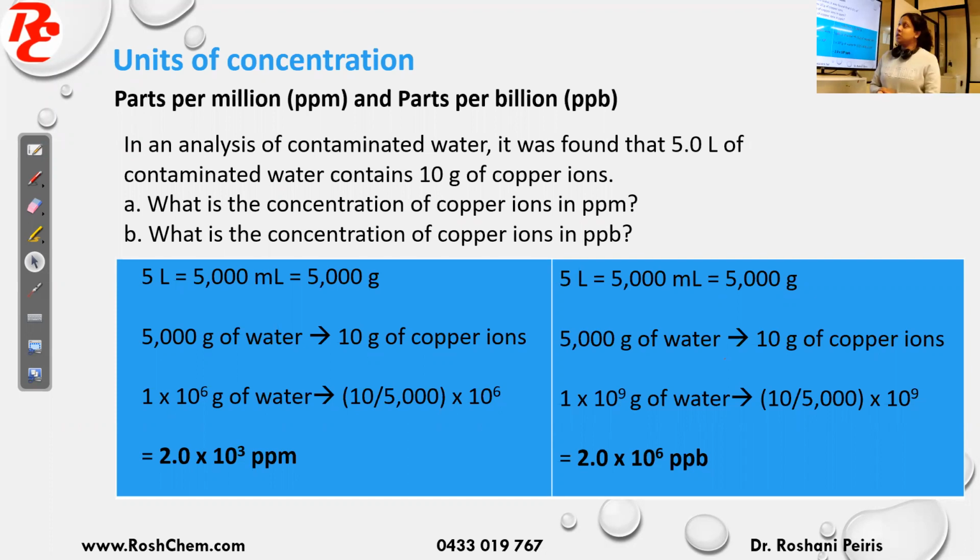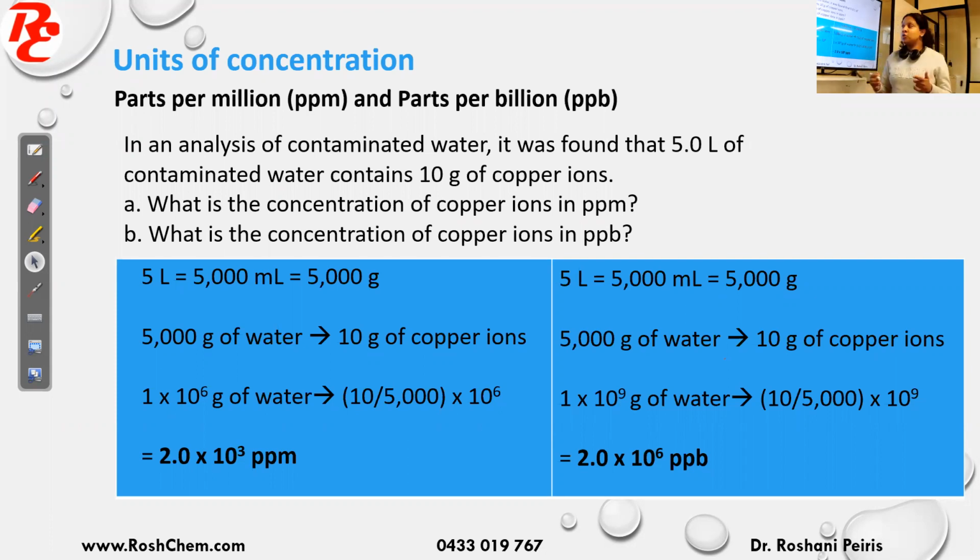Okay, we'll look at this question. In an analysis of contaminated water, it was found that 5 liters of contaminated water contains 10 grams of copper ions. So it's asking in part A, what is the concentration of copper ions in ppm? And in B, what is the concentration of copper in ppb? So I have taken 5 liters of wastewater, and now I found 10 grams of copper ions. So I have to express the concentration of copper ions in two different ways, in ppm and in ppb.